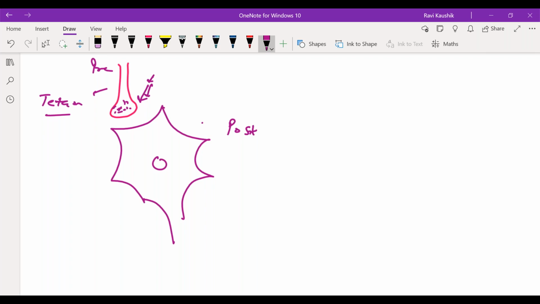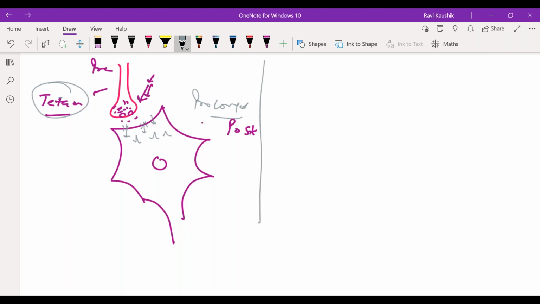The response will be potentiated. So there would be many neurotransmitters released, and therefore a lot of sodium will ultimately come in, and a lot of potentials will come in for a longer duration of time, right? So this is post-tetanic potentiation, fine? So one brief tetanizing frequency of potentials will lead to prolonged output, you can say, in the postsynaptic membrane.